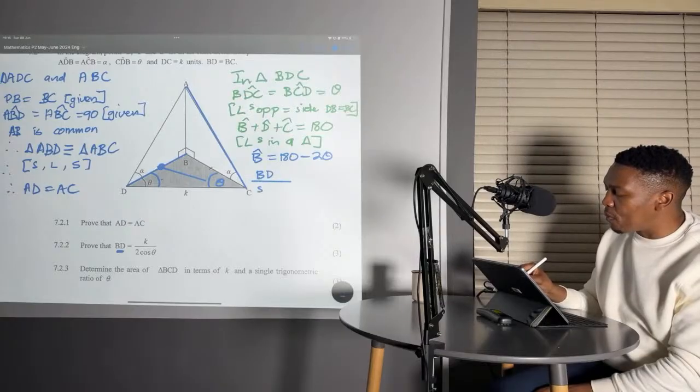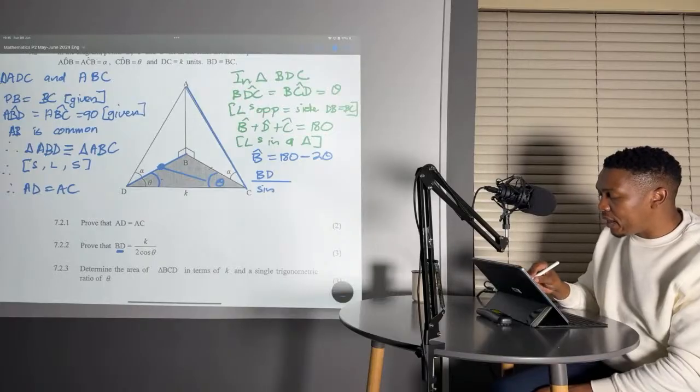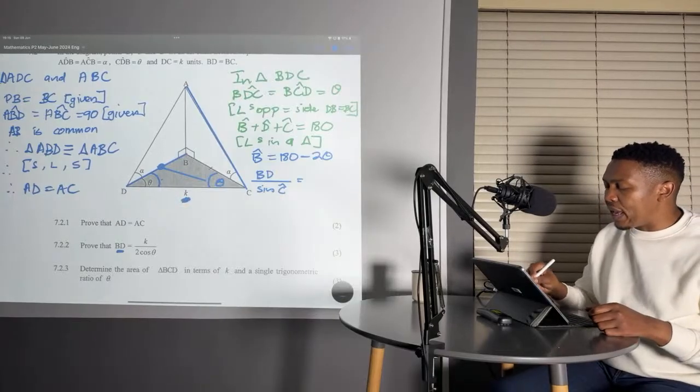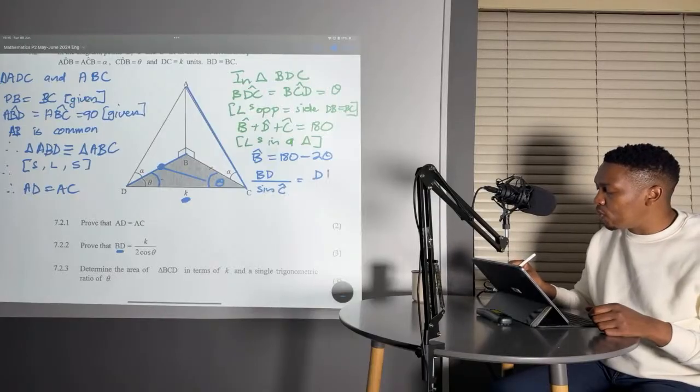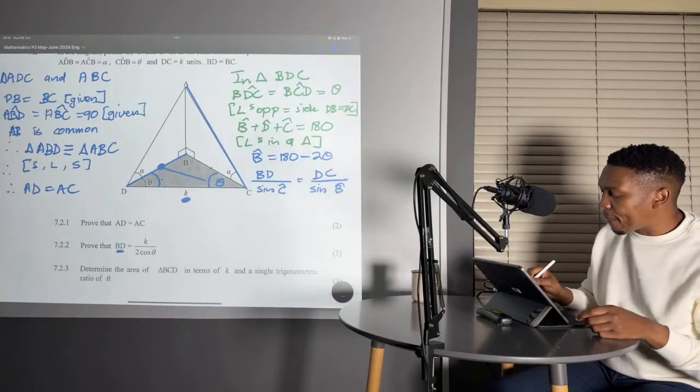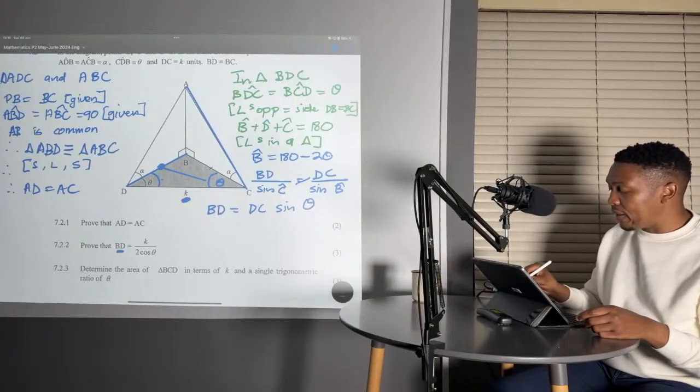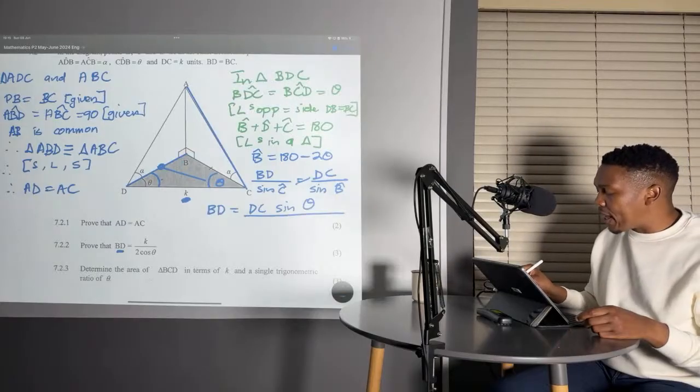over the sine of the angle opposite that, okay? Sine of angle C is equal to, now remember we're already given a side K there, which is DC. So that's DC divided by the sine of angle B. Right, and now let's work through it. So BD would be equal to, if we cross multiply, DC, the sine of theta, divided by the sine of B, which is 180 minus 2 theta.